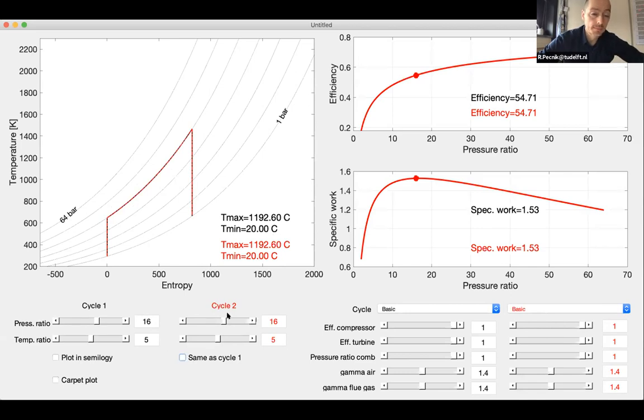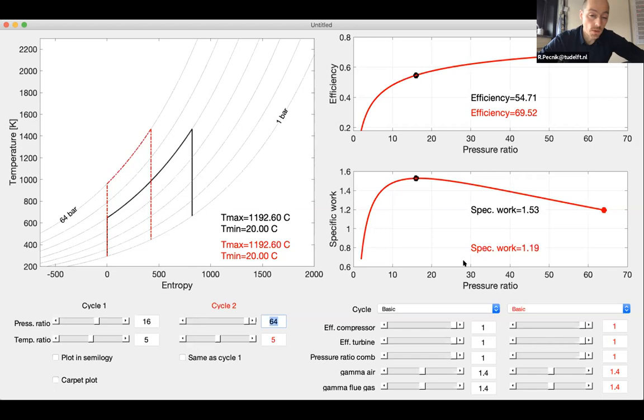Now let's say I want to have a cycle with a higher pressure ratio. Now the red cycle has a pressure ratio of 64. You can see how it has changed. The inlet temperature of the compressor and the inlet temperature of the turbine are the same, because this is something I fixed with the temperature ratio. And then you can see these are the two cycles and I can compare them among each other. I can see here, for example, the black cycle has an efficiency of 54%, but it has a much higher specific work, 1.53 compared to 1.19 for the red cycle. I hope you can see that, right? So the red cycle has a higher efficiency, but a lower specific work.